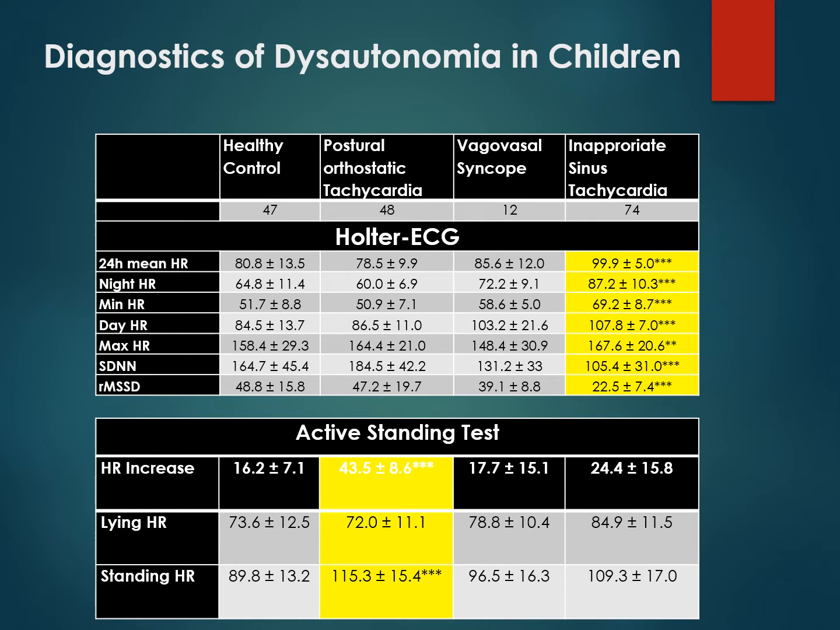To diagnose an inappropriate sinus tachycardia, you need a Holter ECG that clearly shows the elevated heart rates that are not detectable in the active standing test. On the other side, you cannot diagnose the postural orthostatic tachycardia syndrome in the Holter ECG. You need a heart rate increase of more than 35 beats per minute in the active standing test while continuously monitoring the heart rate.